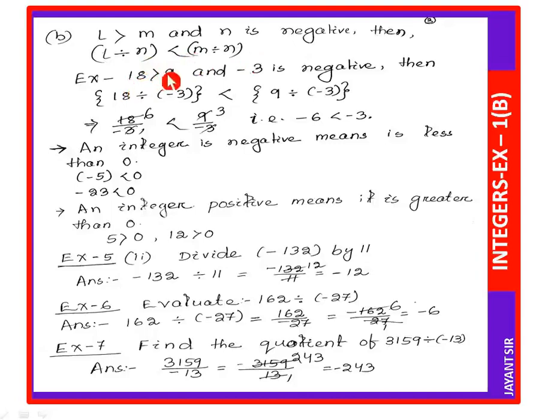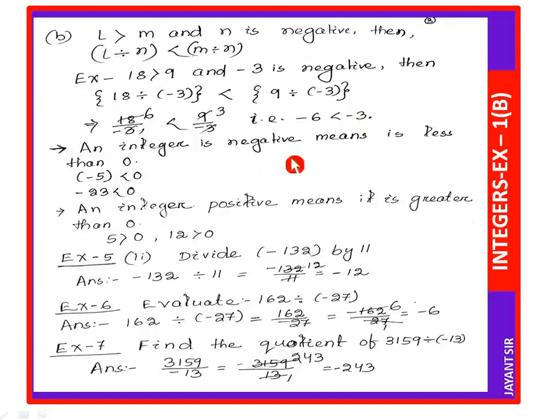Example: 18, 9 and minus 3. Here 18 is greater than 9 and N is negative, that means minus 3 is negative. Then 18 divided by minus 3 is less than 9 divided by minus 3. 18 divided by minus 3: 3 sixes are 18, so minus 6. 9 divided by minus 3: 3 threes are 9, so minus 3. Which one is greater? Minus 3 is greater. So we write minus 6 is less than minus 3.